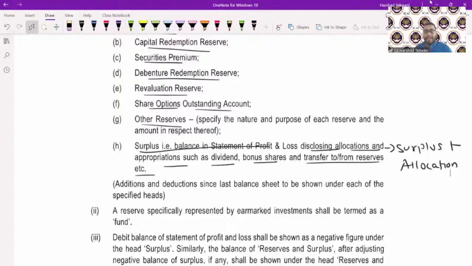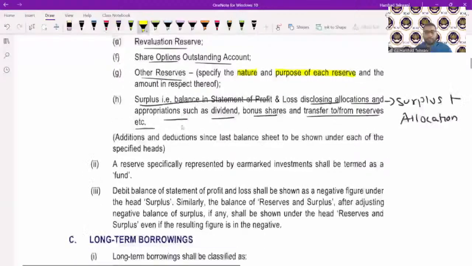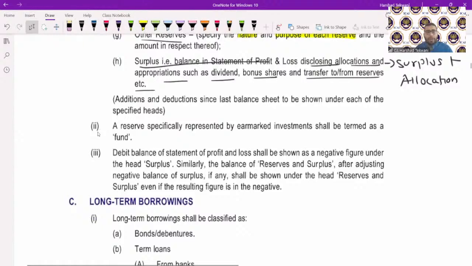Other reserve means any other reserve other than the above mentioned. Now, if there is any other reserve, then you need to specify the nature and purpose of each reserve. Also, you need to specify additions and deductions since the last balance sheet under specific heads.